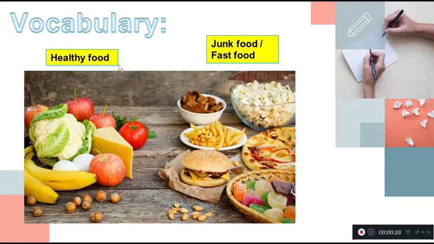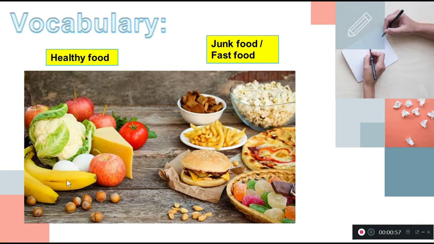In this case, we have healthy food, and junk food or fast food. So what does healthy food mean? ¿Qué significa healthy food? Let's look at the picture. In this case, we have an apple, some cheese, bananas, eggs. Okay, so in this case, we have fruits and vegetables. So healthy food means comida saludable.